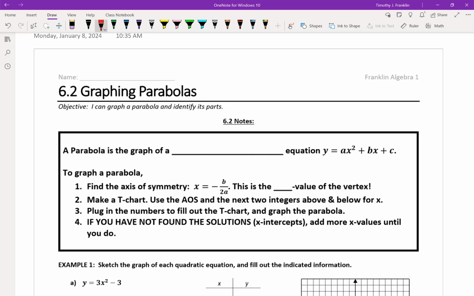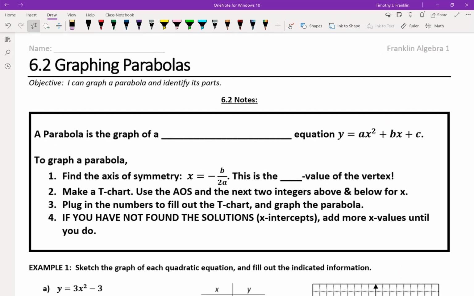So again, just remember the parabola is a graph of a quadratic equation, which is this type of equation, y equals ax squared plus bx plus c, where your highest degree is x squared. So it's an ax squared equation. The bx and the c, you may or may not have those, but for it to be a quadratic equation, you must have x squared.